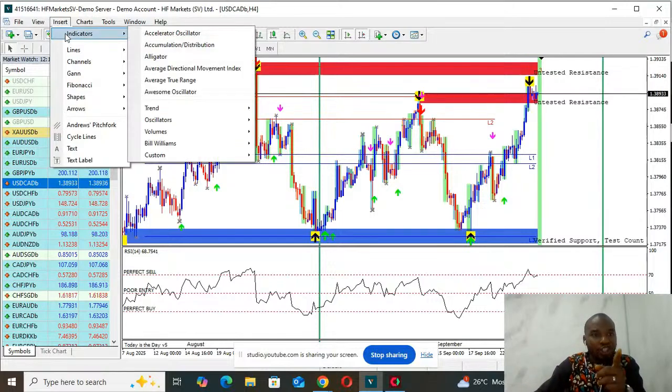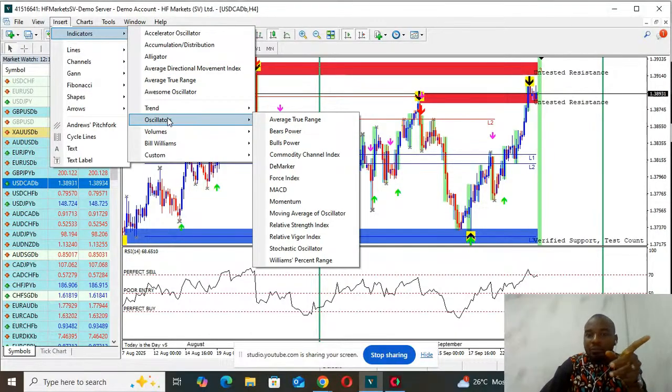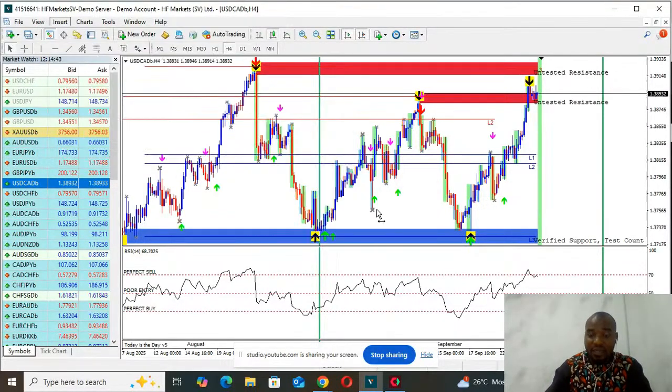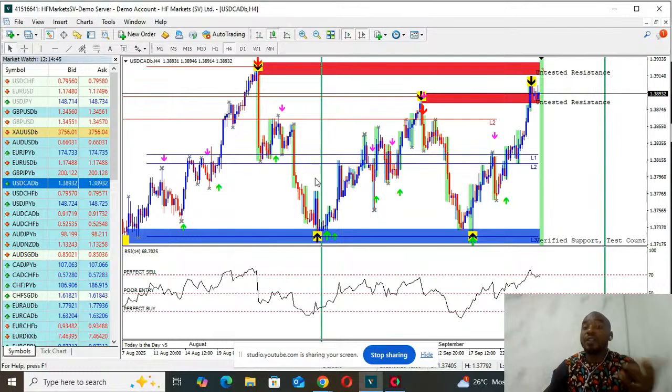Now, if you watch here where you have indicators, they have accelerators, accumulators, alligators, average external momentum, whatever. They now have oscillatory. In oscillatory, there are so many of them, right? But the most important and the most powerful, from my own perspective, others might have their own, is called relative strength index. And I have it here. Yes, it's free.